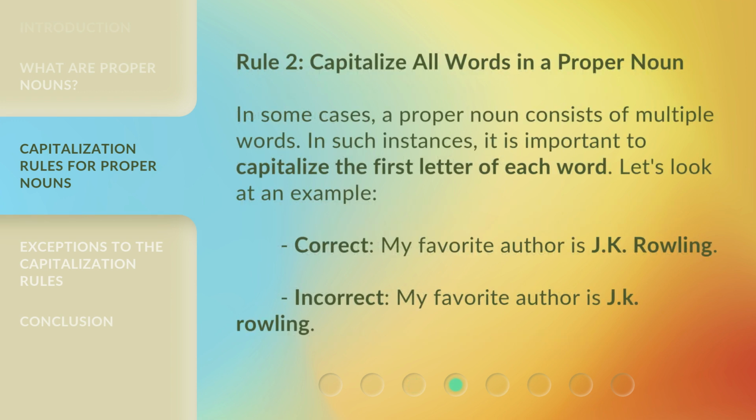Rule 2. Capitalize all words in a proper noun. In some cases, a proper noun consists of multiple words. In such instances, it is important to capitalize the first letter of each word. Let's look at an example. Correct. My favorite author is J.K. Rowling. Incorrect. My favorite author is J.K. rowling.